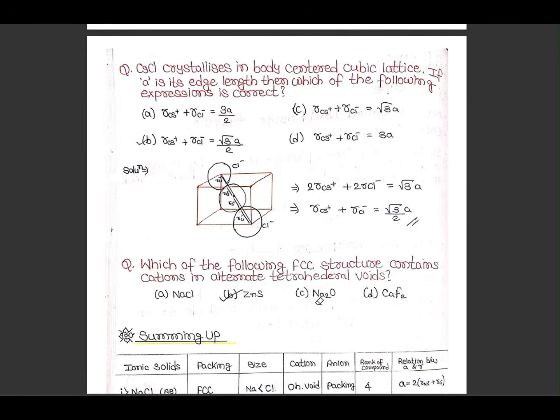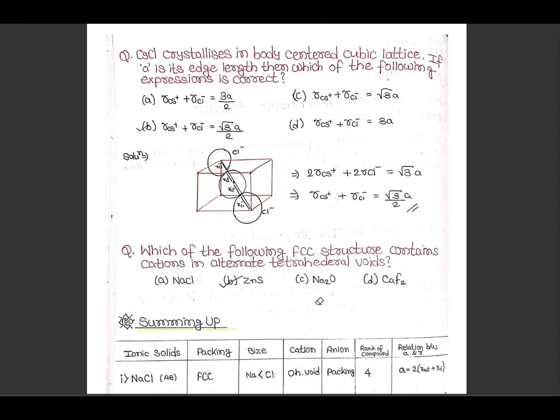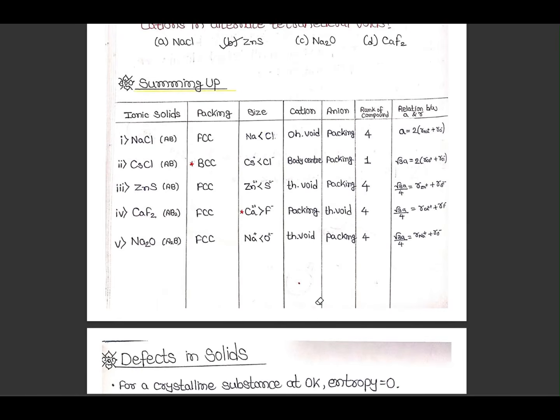Now here are two questions. Take the screenshot and guess the right answer. Here is a short summary of the last type of ionic compounds, that is NaCl type, CsCl type, ZnS type, CaF2 type, Na2O type. Go through it and revise it.